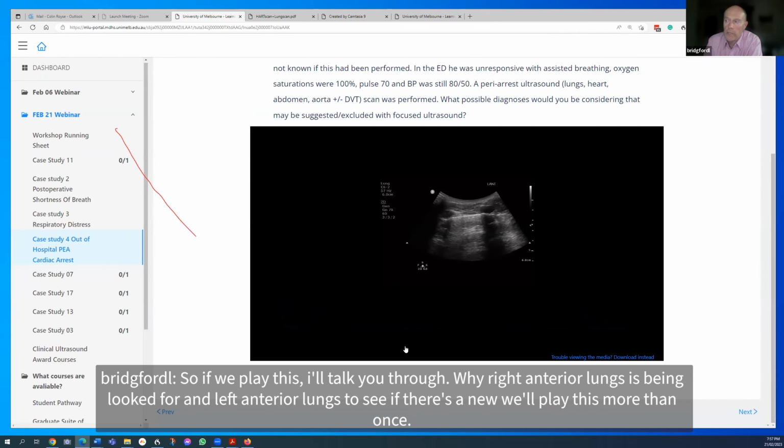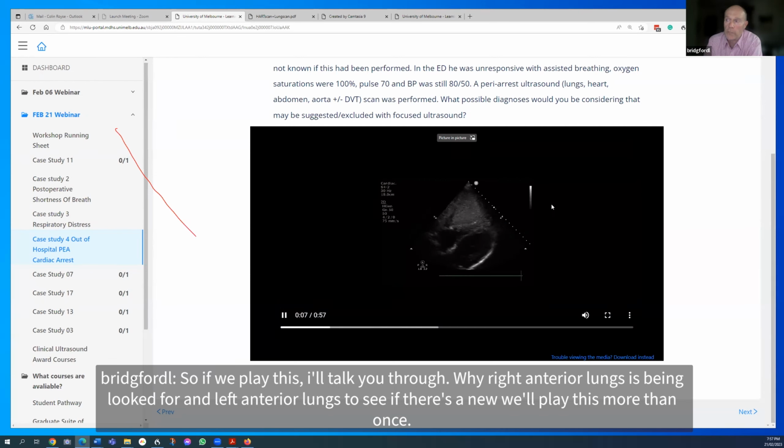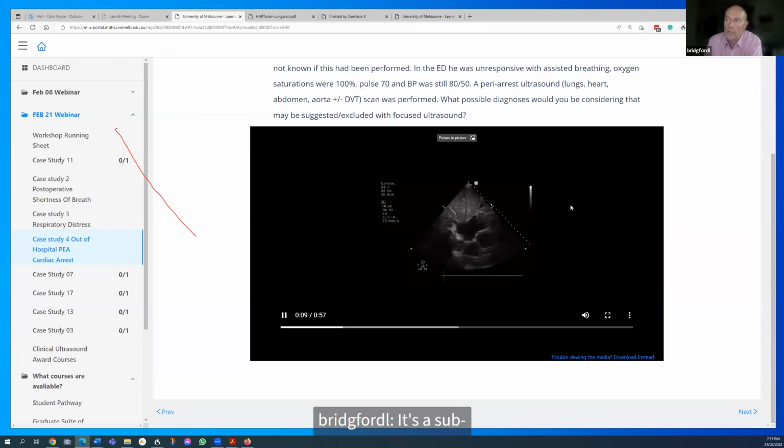Right anterior lungs is being looked at, and left anterior lungs, to see if there's a pneumothorax. We'll play this more than once. It's a subcostal view of the heart and the IVC.